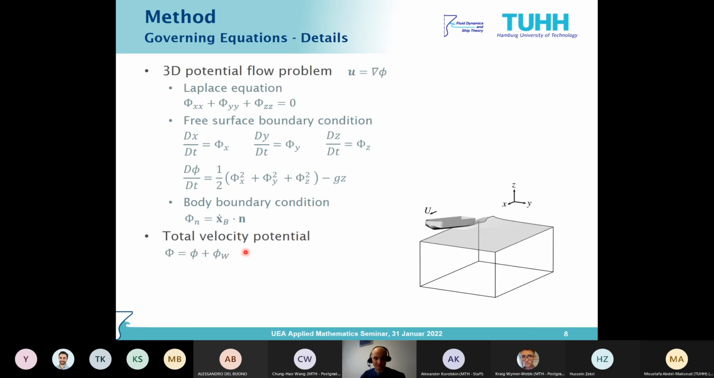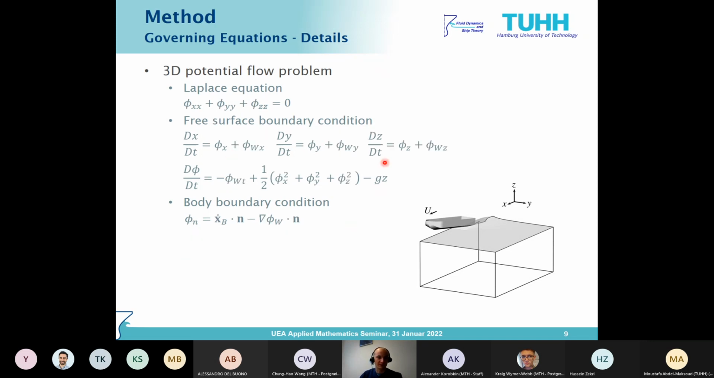And now we make an assumption, which is that the total velocity potential, which is written down here, can be divided into a known wave potential and a potential that we actually want to calculate. So this is the potential due to the ship hull, and this is the known potential due to an external wave field. And this yields a slightly different boundary condition. So now the external wave potential is also included in these boundary conditions.